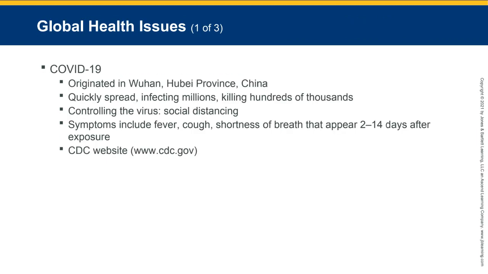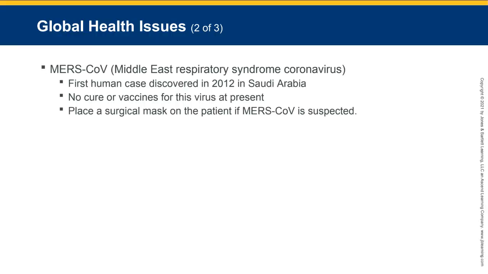Global health issues now. COVID-19 originated in Wuhan, Hubei province in China, quickly spread, infecting millions, killing hundreds of thousands. Controlling the virus: social distance, hand washing. Symptoms include fever, cough, shortness of breath that appear 2 to 14 days after exposure. If you need additional info, you can check out the CDC official website.